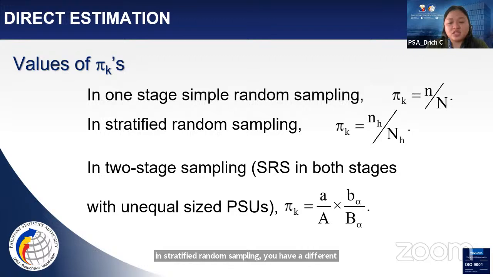And then in two-stage sampling, or the SRS in both stages with equal-sized primary sampling units, we consider the two stages of the sampling. That's why we have small a over big A times small b over big B. So it depends on the survey design.